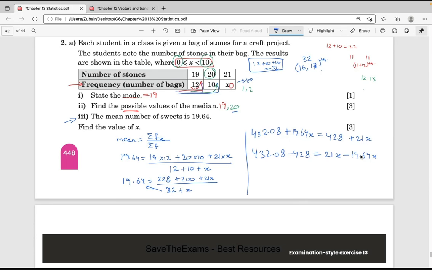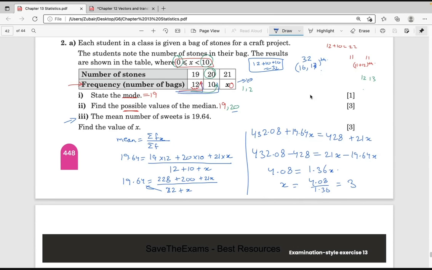432.08 minus 428 is 4.08, and on the other side 21 minus 19.64 is 1.36x. So x equals 4.08 divided by 1.36, and the answer is 3.